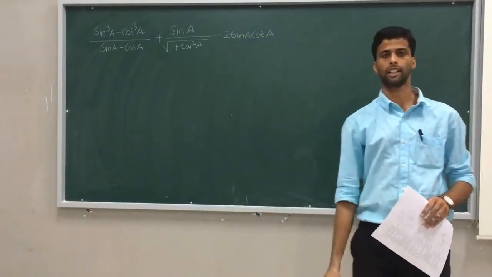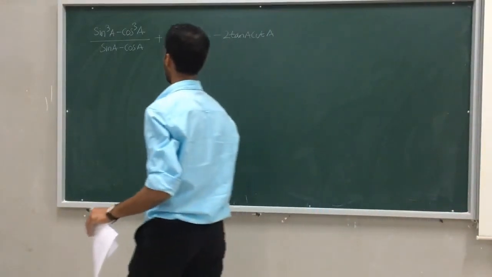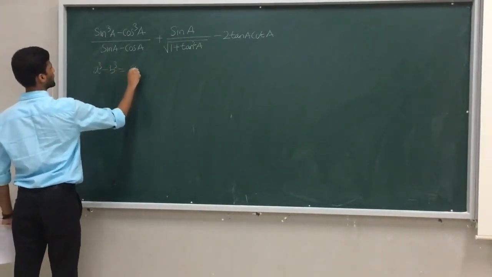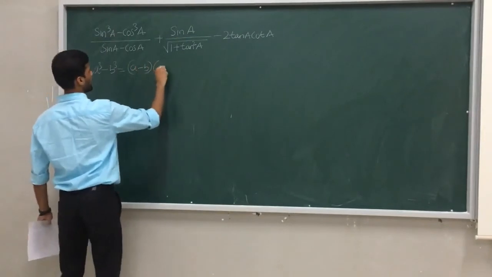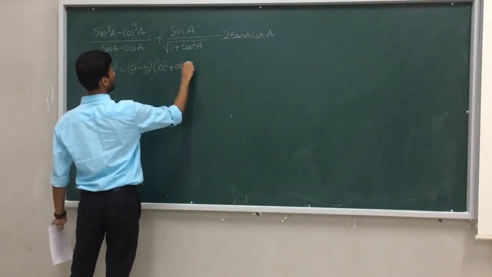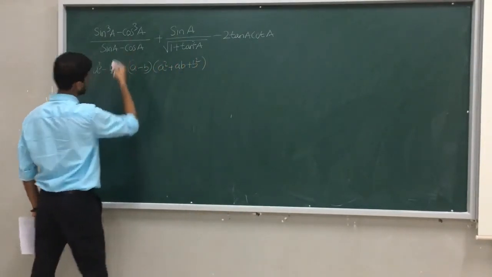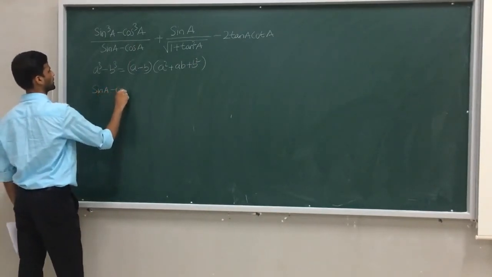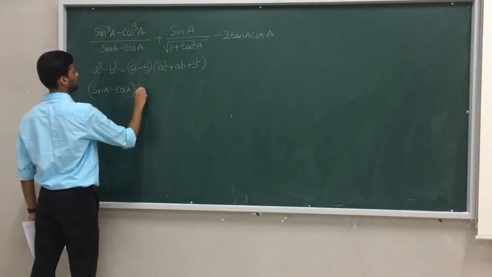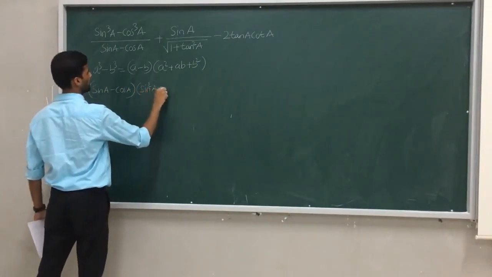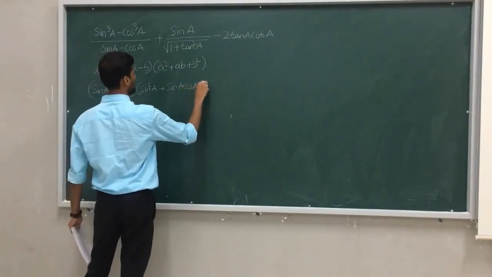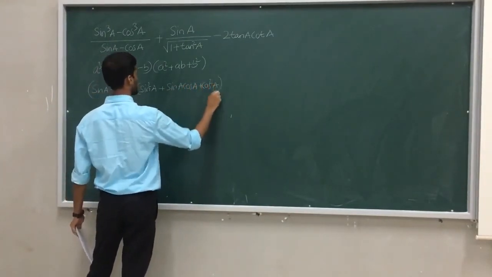Okay, what is given? A is an obtuse angle, more than 90 degrees. So what we do here is, we all know a cube minus b cube can be written as a minus b times a square plus ab plus b square, right? So sin cube a minus cos cube a can be written as sin a minus cos a times sin square a plus sin a cos a plus cos square a.